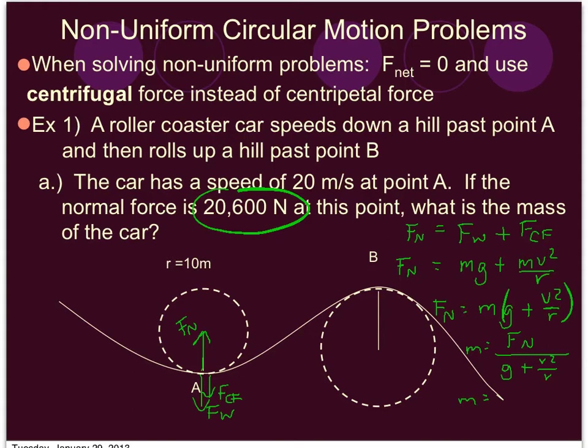So 20,600 divided by, make sure you use parentheses here, the quantity of 10 plus your velocity, which is 20 meters per second squared, divided by your radius, which for the hill here at point A is given to you at 10 meters. And when you plug and chug, you should end up getting 412 kilograms.